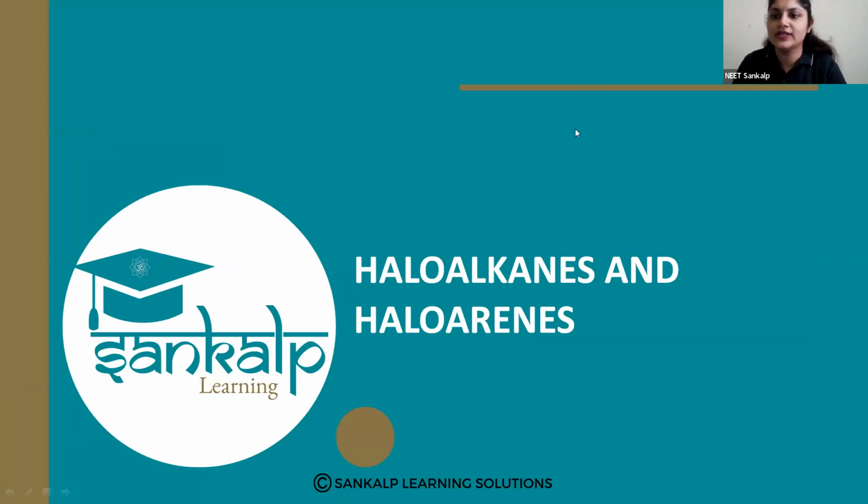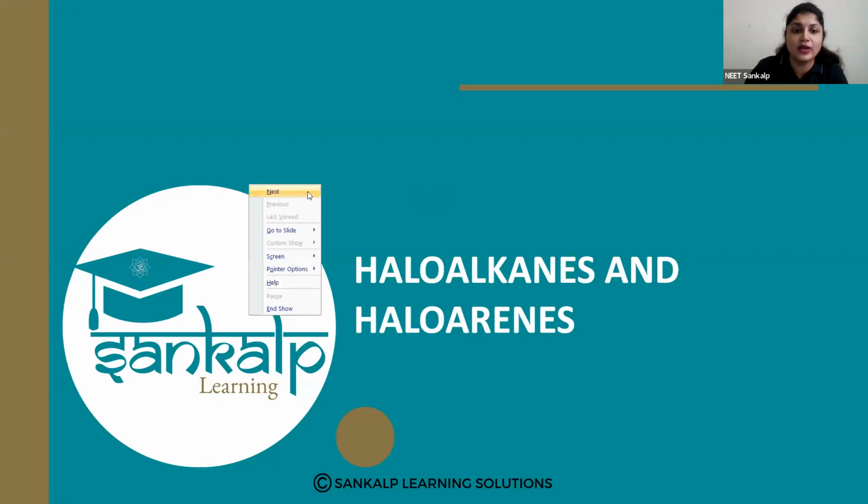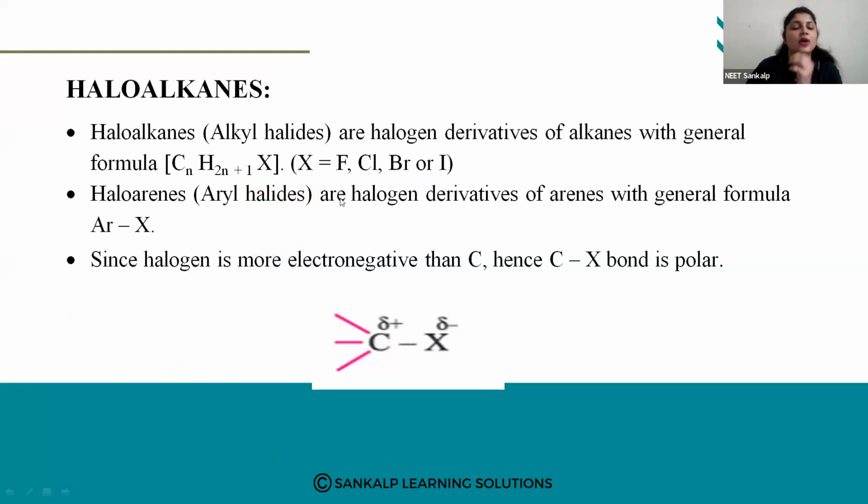Yes. So we'll start. We had started with haloalkanes and haloarenes, right? So we were discussing haloalkanes and haloarenes. In the first class, we discussed what are haloalkanes, what are haloarenes, and what is their general formula. Haloalkanes are halogen derivatives of alkanes, and haloarenes are halogen derivatives of arenes. We dealt with their general formula. Then ArX, that is nothing but the representation of your haloarenes.